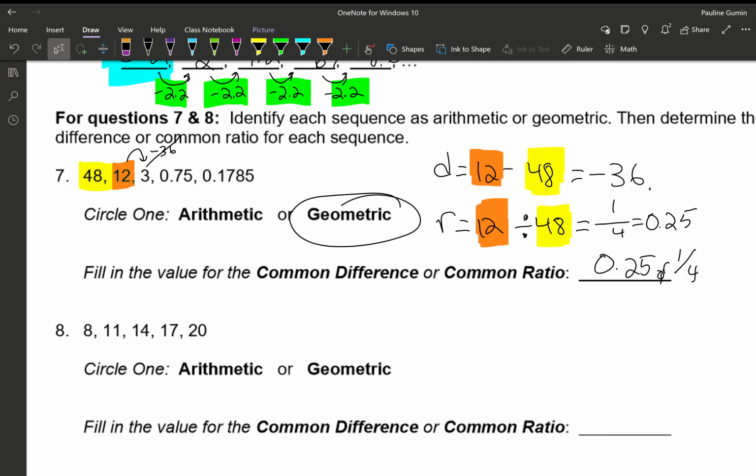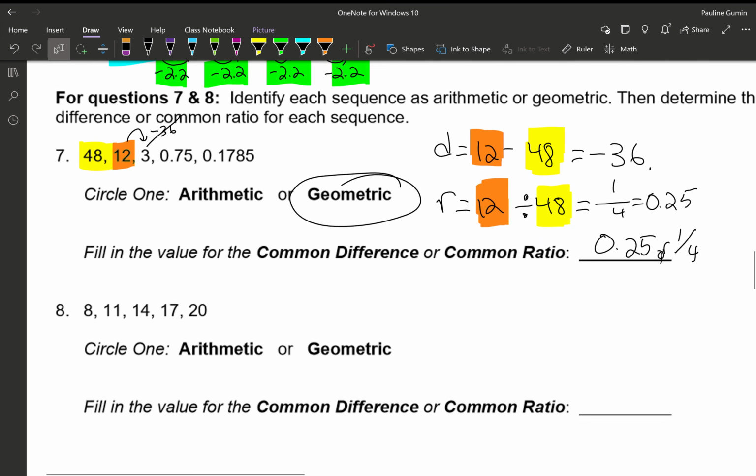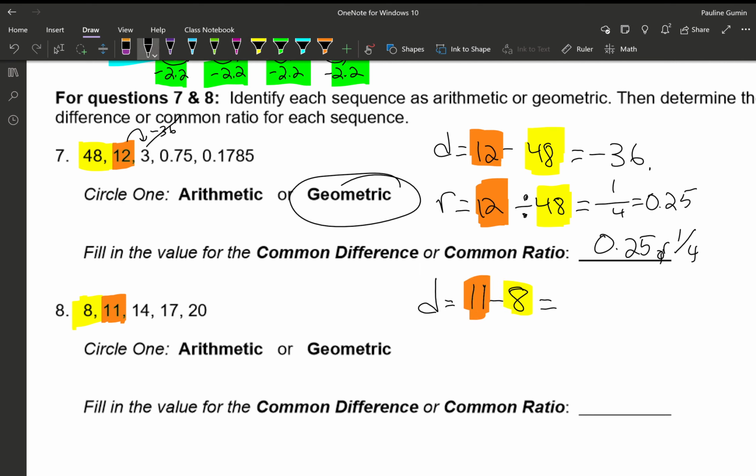All right, number 8. I have a pattern. Let's do the same thing. We start off by checking if it's arithmetic or geometric. I'm going to begin with the common difference to see if it's arithmetic. 11 minus 8, right? Second term minus first term. 11 minus 8 gives us 3, which means, oh, I forgot to write nope here, which means my pattern would be adding 3. Let's try it out.